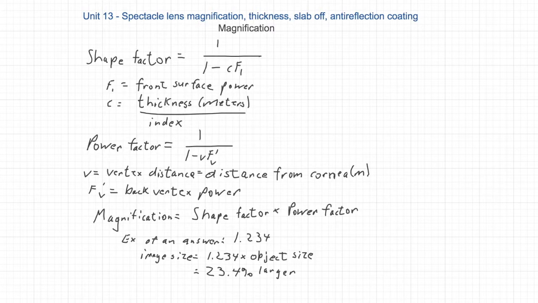If you're very farsighted and you wear a high plus lens, you can make the lens thinner, you can increase the index of refraction, or you can make the front surface flatter, all of which will decrease the shape factor fraction and decrease the magnification.